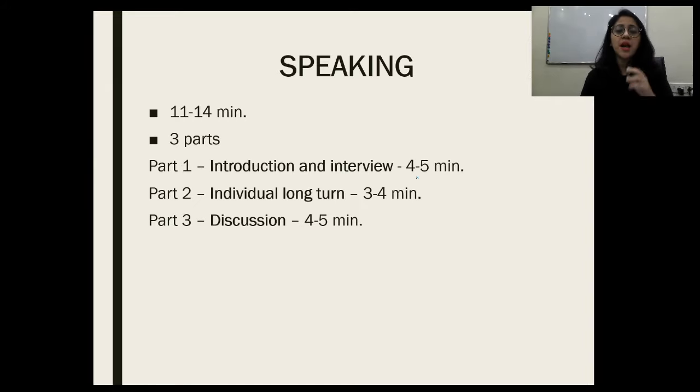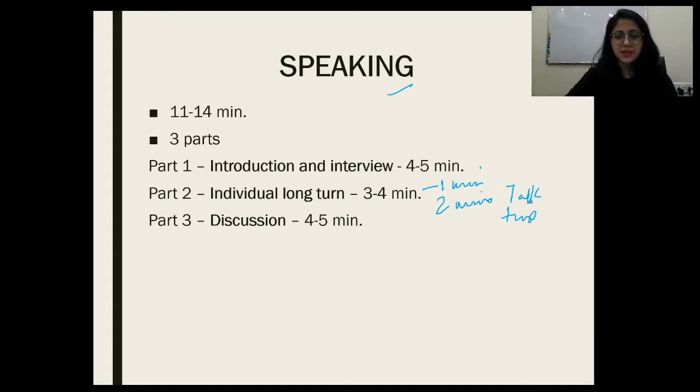Individual long turn, 3 to 4 minutes, considering the process. So this would be 1 minute prep time and 2 minutes talk time.